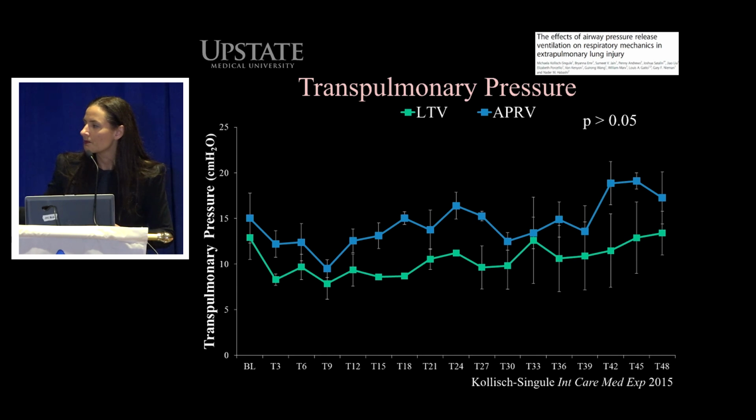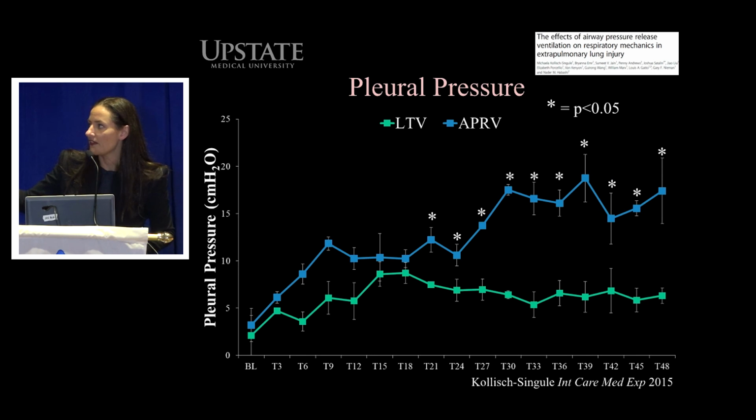More important than the plateau pressure is how this plateau pressure is being partitioned to the lungs and to the chest wall. And we notice, again, APRV is represented in blue, low tidal volume is represented in turquoise. The transpulmonary pressure between these two groups was statistically similar, despite the fact that the plateau pressure was significantly higher in the APRV group. By definition, that means that the pleural pressure must be higher in the APRV group. In other words, more of that pressure is actually going out towards distending the diaphragm and towards recruiting the chest wall. And so that's exactly what we found. The pleural pressure was significantly higher in the APRV group as compared to the low tidal volume group.